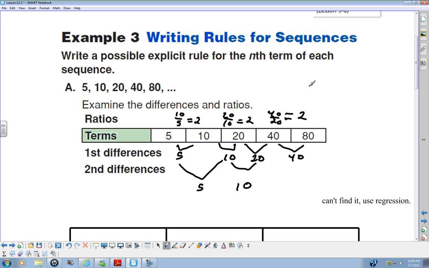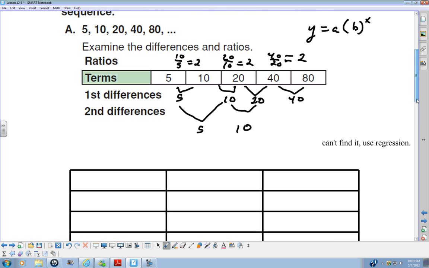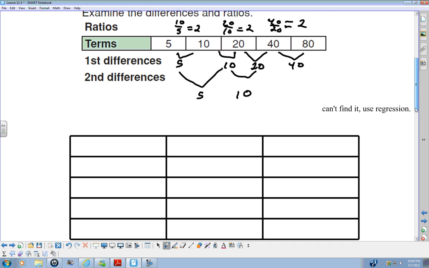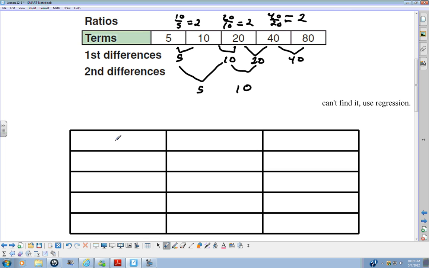So I should have something that looks like the form y equals a times b raised to the power of x, where a is our starting value, b is our constant ratio, and we have our exponent. We're going to do that with the common ratios here. One of the things we can look at is comparing it with term number also. So let's write our term numbers. So here's our term numbers, n. So we have 1, 2, 3, 4, and 5. And here's our a sub n.